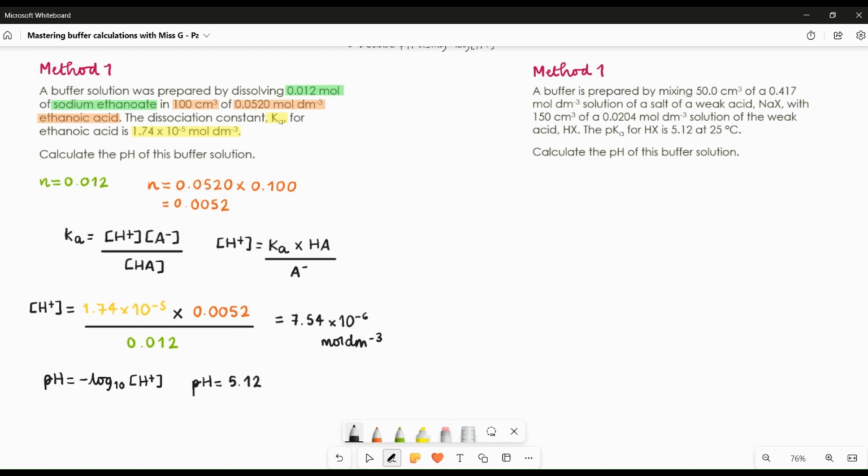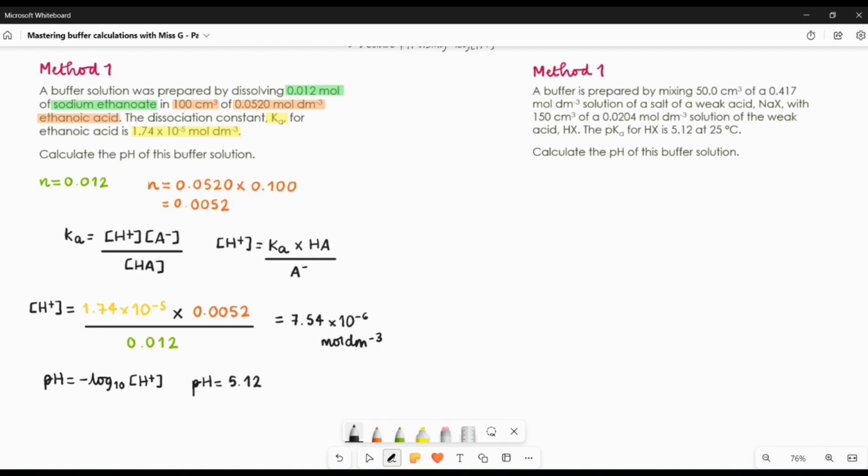So a buffer is prepared by mixing 50 centimetres cubed of a 0.417 mole per decimetre cubed solution of a salt of a weak acid, NaX, with 150 centimetres cubed of a 0.0204 mole per decimetre cubed solution of the weak acid, HX. The pKa for HX is 5.12 at 25 degrees. Calculate the pH of this buffer solution.